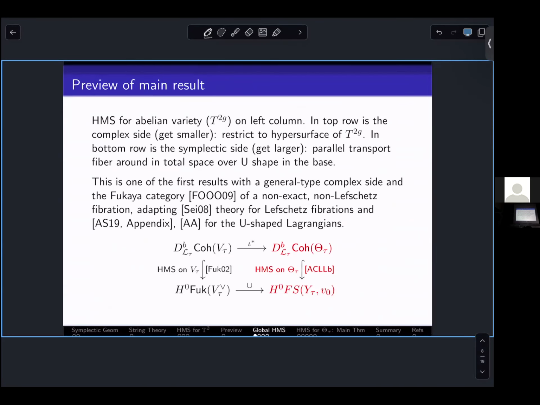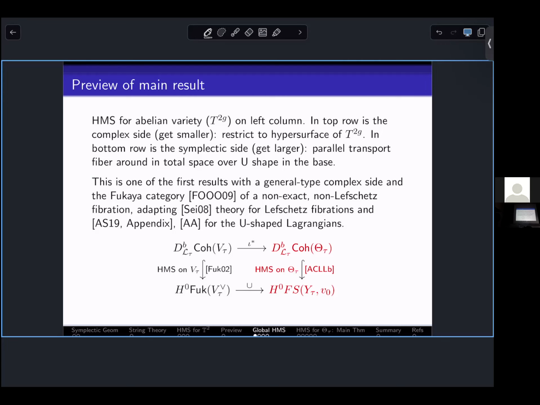We do homological mirror symmetry for the 2G torus, also known as an abelian variety, on the left side. In the top row of this diagram is a complex geometry, D^b Coh of a 2G torus and the theta divisor, a hypersurface of this theta function. This map is restriction to the hypersurface. Line bundles on the 2G torus restrict to line bundles on the hypersurface or theta divisor.